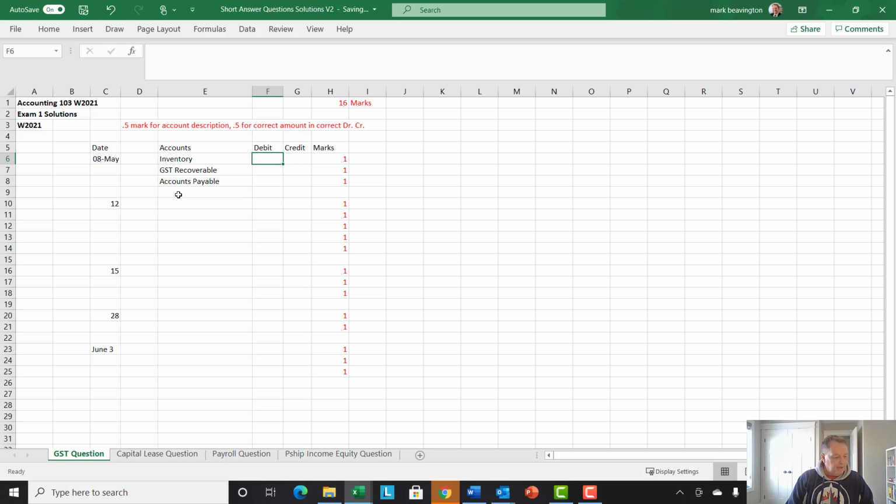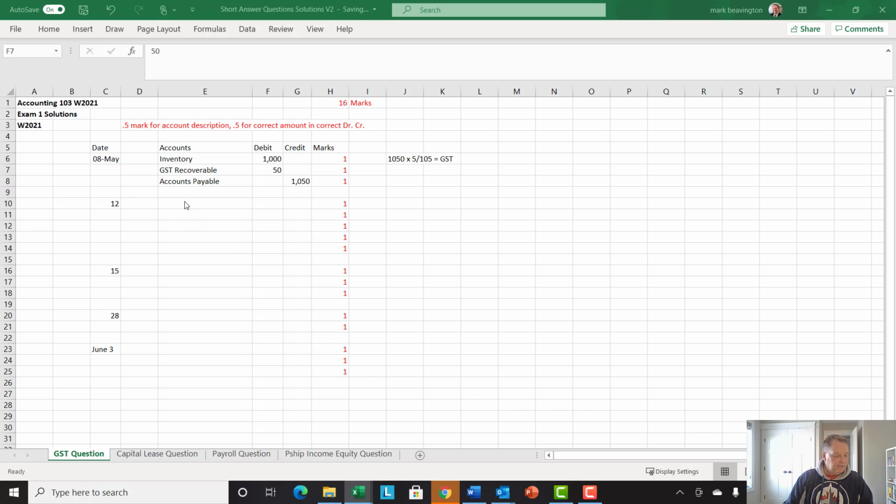And they tell us that it's $1,050 including applicable GST. So if you took the 1,050 and you multiplied it by 5 divided by 105, that will tell you how much the GST is, which in this case is $50. So that means we're going to pay them a total, including GST, of $1,050. And so then the amount for inventory is going to be $1,000. So that works out just fine.